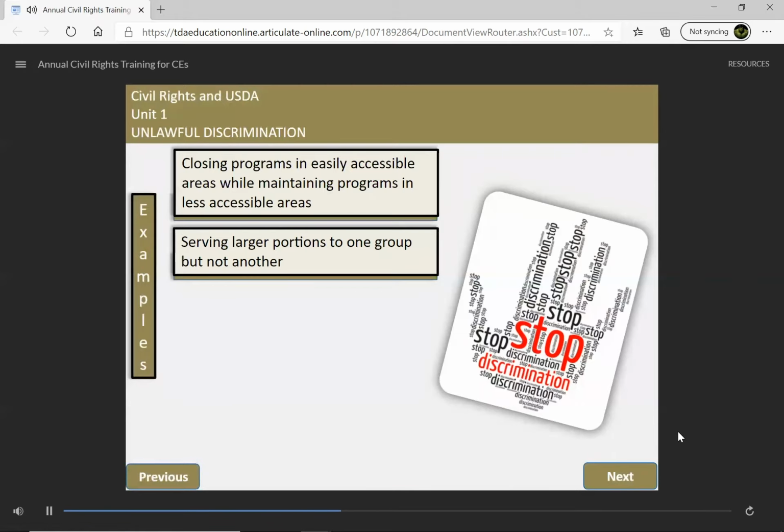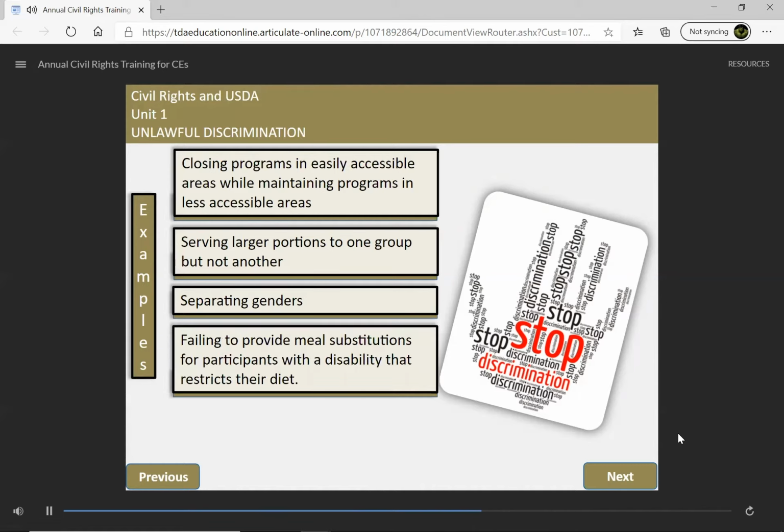Giving one group or type of participants larger or extra helpings of food while not providing the same to other groups or types of participants, such as serving boys larger portions than the girls. Separating genders by putting the girls separate from the boys or giving boys larger portion sizes than girls.